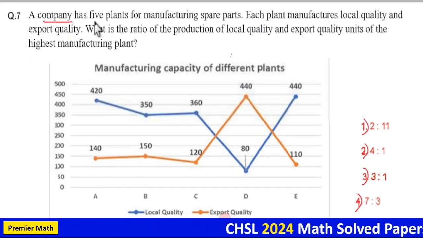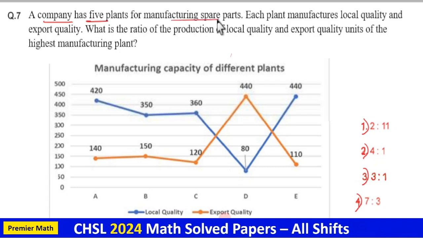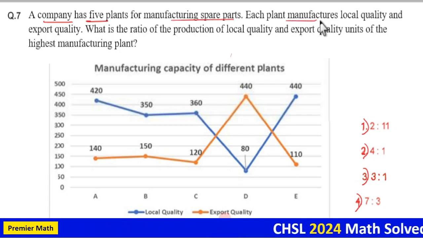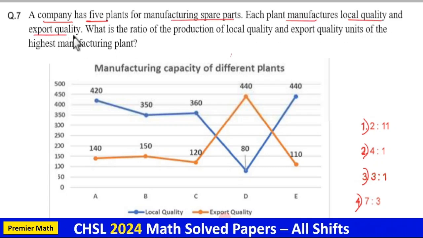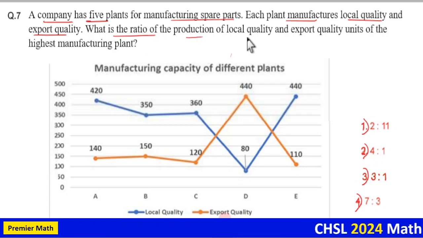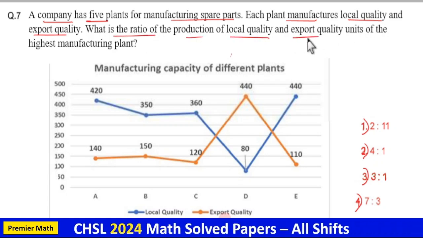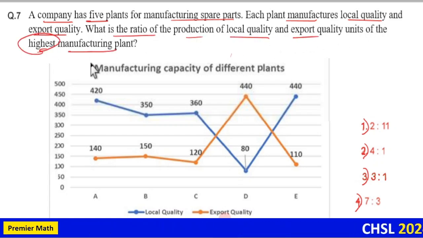A company has 5 plants for manufacturing spare parts. Each plant manufactures local quality and export quality. What is the ratio of production of local quality and export quality units of the highest manufacturing plant?